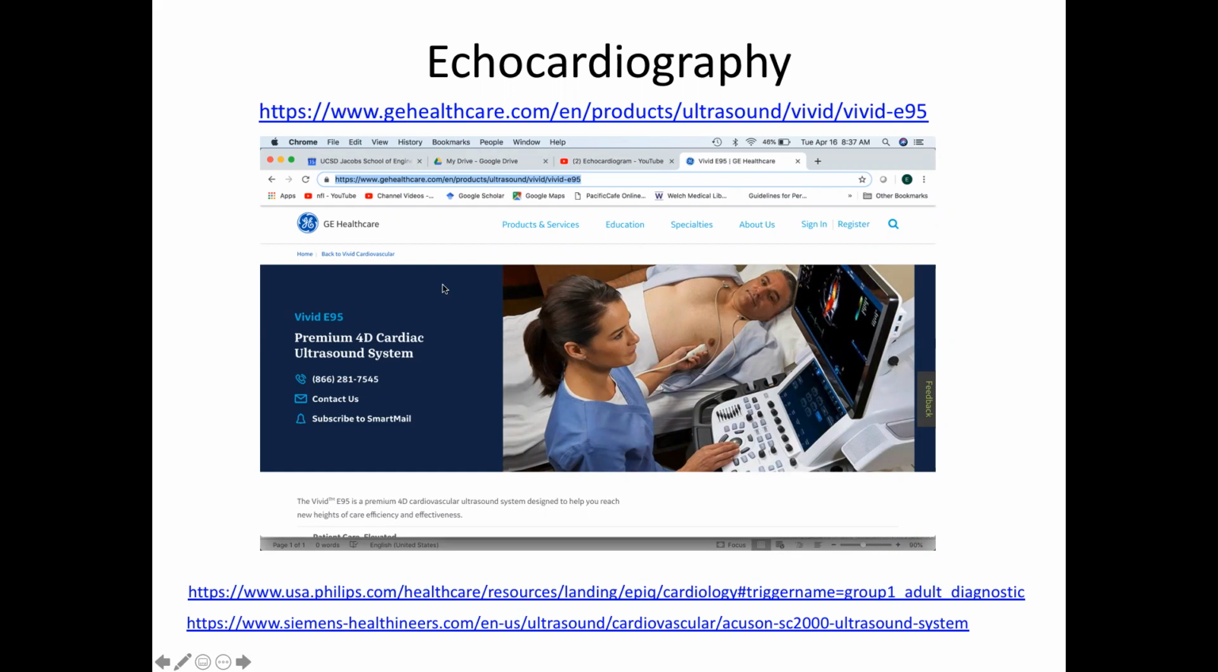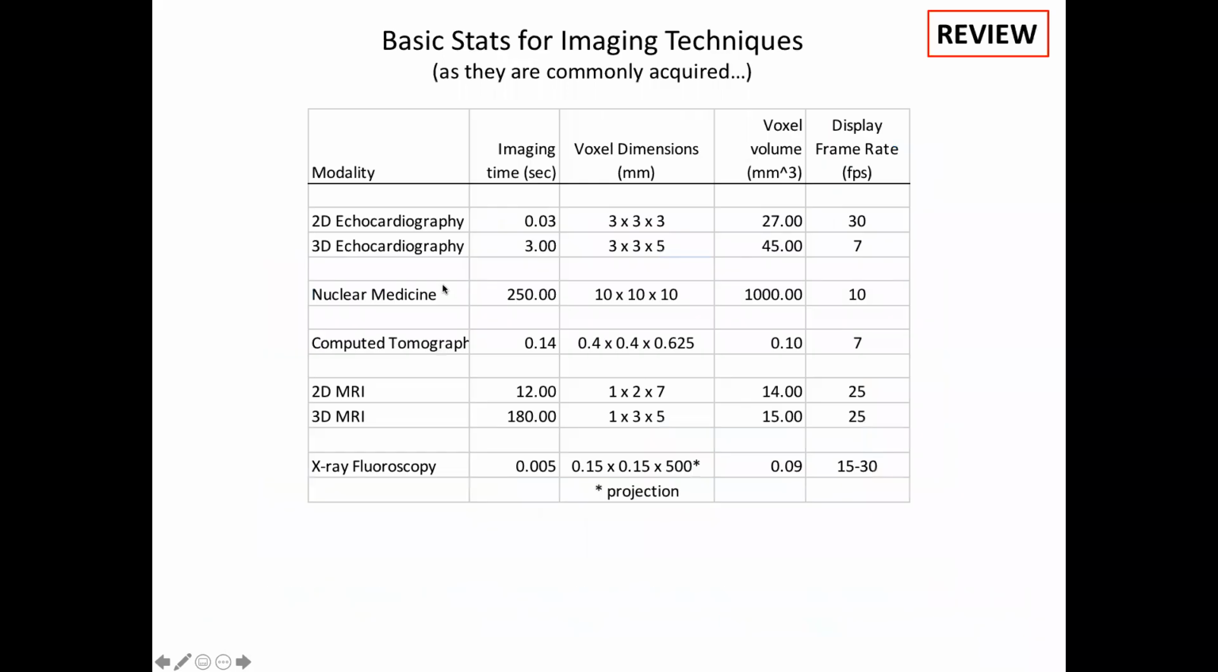I'm just going to review some of the things that we looked at in the introduction to imaging, because you've probably forgotten it. So we're going to look at 2D ultrasound. In cardiac, it's called echocardiography, and 3D echocardiography. The time to acquire an image, as you can see here, is very short, right? So this is a 2D image, and you can get up to 30 frames a second, and even faster in some of the more advanced systems.